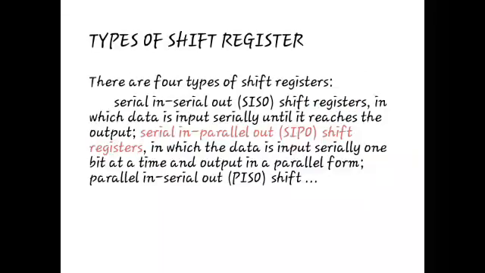Next, we are going to see about types of shift registers. There are 4 types of shift registers, namely SISO, serial input, serial output; SIPO, serial input, parallel output; PIPO, parallel input, parallel output; PISO, parallel input, serial output.